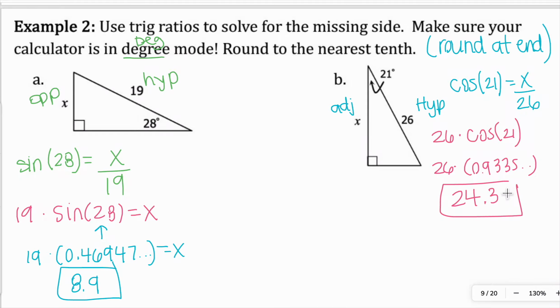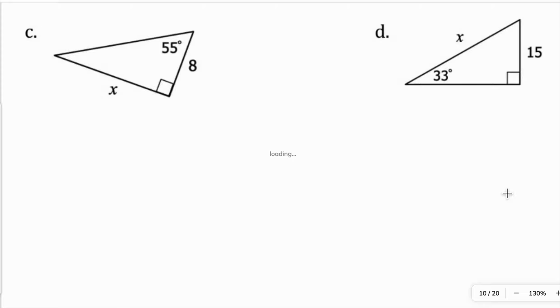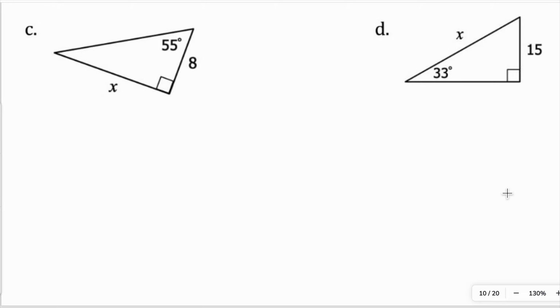Okay? See if you can try the next two on your own. Be very cautious with the letter D, but go ahead and pause it, and when you're ready to check, click play.